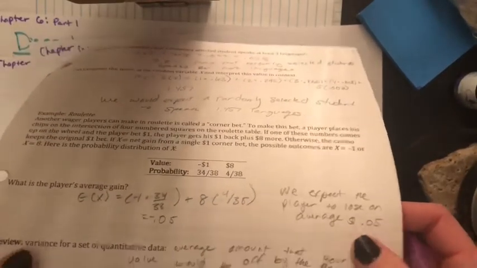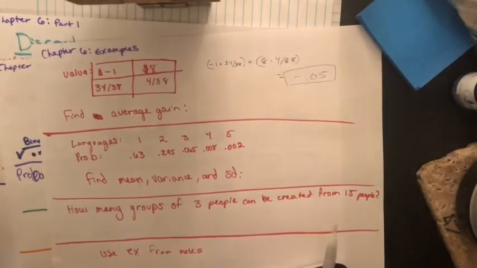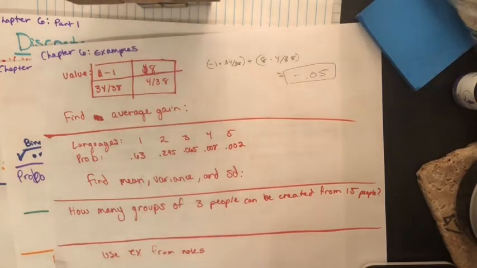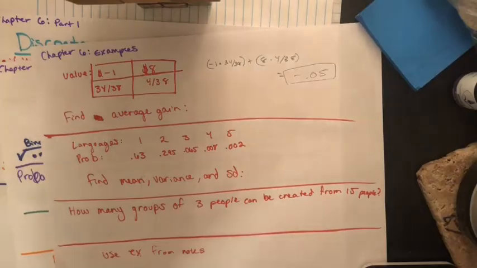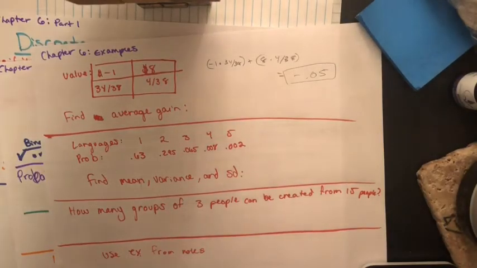It says value probability. So if you want some context or some extra practice, you can go back to that point in the notes. I did another example for mean, variance, and standard deviation, and that is also in the notes. It's on the next page. I went ahead and wrote it out for us.